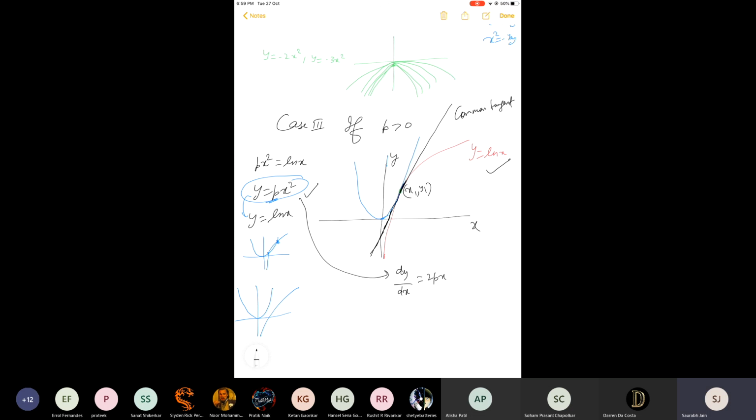2px at x1, y1. So it will be 2px1. Let us find dy by dx here at x1, y1. First of all, it will be 1 by x. Then we put x1, y1. So it will be 1 upon x1.